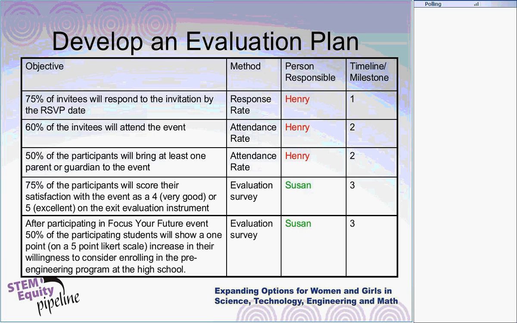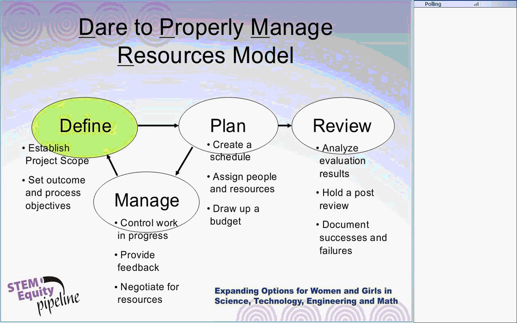But keep this in mind, that an evaluation plan, basically, you want to identify the objective, the method for collecting the evaluation, and who's going to be responsible for that, and in what timeline or milestone place will that occur. And these here are the process objectives upon which we stated before, and you would do the same thing for your outcome objectives as well.